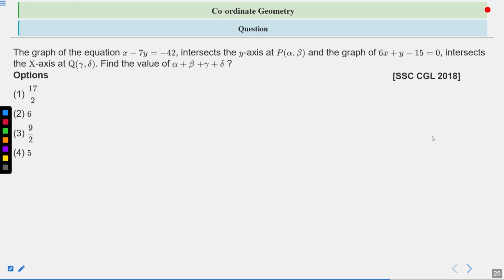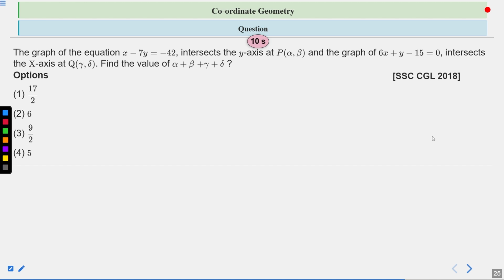The graph of the equation x minus 7y equals 42 intersects the y-axis at P, whose coordinates are (alpha, beta), and the graph of 6x plus y minus 15 equals 0 intersects the x-axis at Q(gamma, delta). Find the value of alpha plus beta plus gamma plus delta. This question was asked in the SSC CGL 2018 exam. There are 4 options. The first one is 17 by 2, second is 6, third one is 9 by 2, and fourth one is 5.